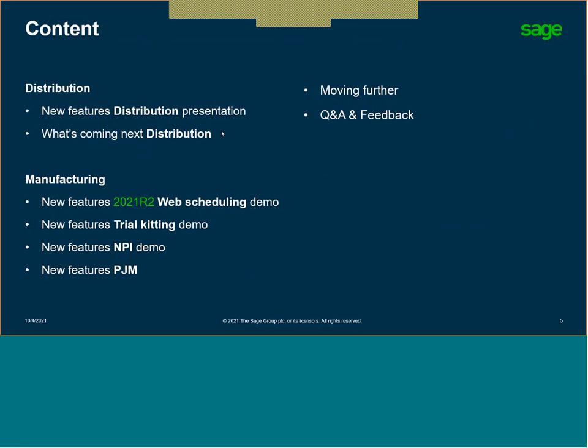So 2 modules are covered today, distribution and manufacturing. For the distribution, I will start to present the distribution new features, and then the upcoming new features in the release 2021 R4. Then for the manufacturing part, we will have Vincent for the web scheduling, a demo. So in fact, it will review the details of the release 2021 R2 with additional explanations. Then Simon for the trial kitting, NPI, and we will finish with Paul for the PGM new features. At the end, I will also add some slides to communicate with you the events, bundles, and its package, and also a date for the next presentation.